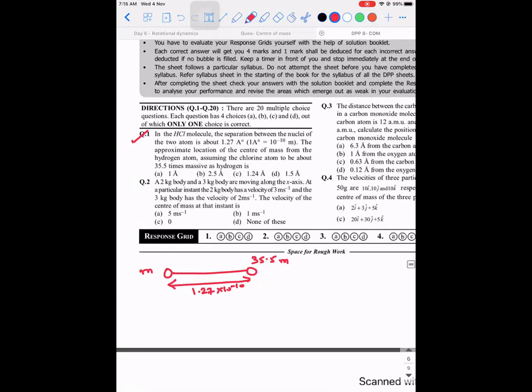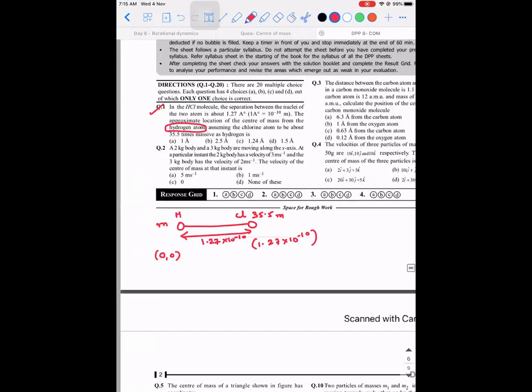No. Look at the question. Assuming chlorine to be about 35.5 times, the approximate location of the center of mass from the hydrogen atom. Indirectly, he has told you hydrogen atom. You take the hydrogen atom itself as the origin. If you take this as 0, 0, then this point will be 1.27 into 10 power minus 10.